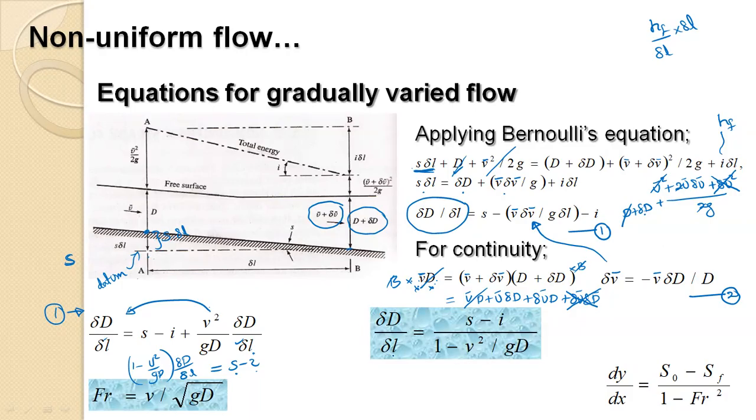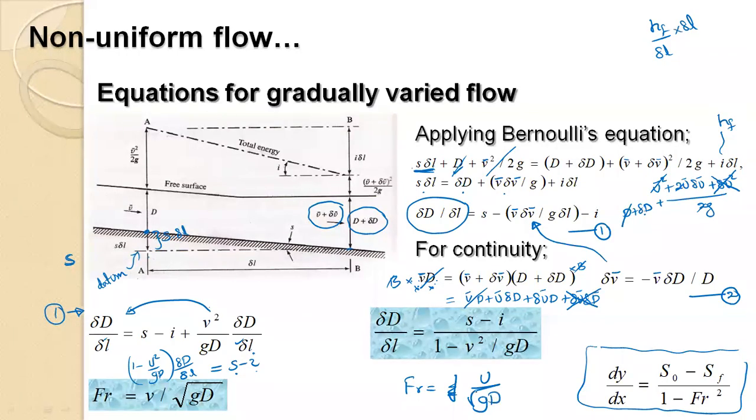Now you will see that D corresponds to the vertical dimension, that is the water depth, and L corresponds to the horizontal component. So you can sometimes see in books something like this. Delta D by delta L in differential form would be dy by dx, and the bottom slope is denoted by S naught. Friction slope is denoted by SF. And this one is actually 1 minus the square of the Froude number. We know that the Froude number is V divided by square root of GD for open channel flow.